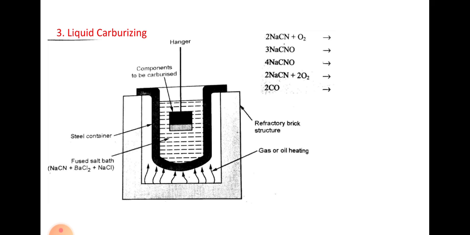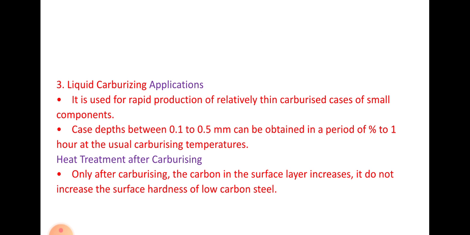And the last type is liquid carburizing, where we use a liquid to increase the hardness of the material. Generally it is used for rapid production, and a case depth of 0.1 to 0.5 mm is obtained in up to 1 hour, usually at the carburizing temperature, that is 900 to 950 degrees Celsius.